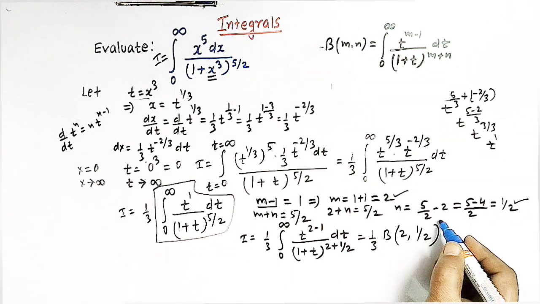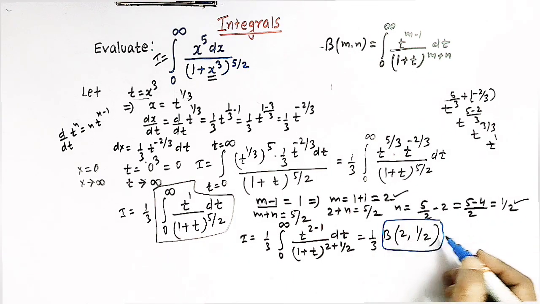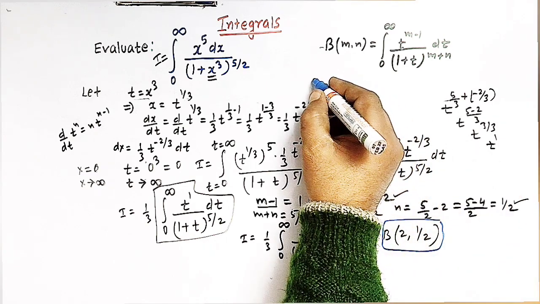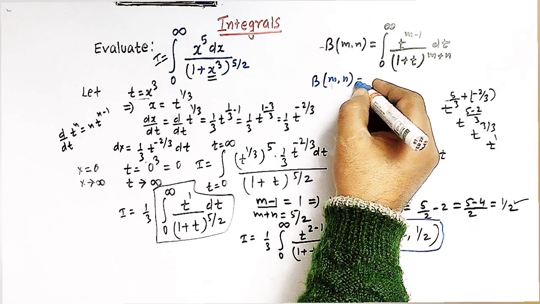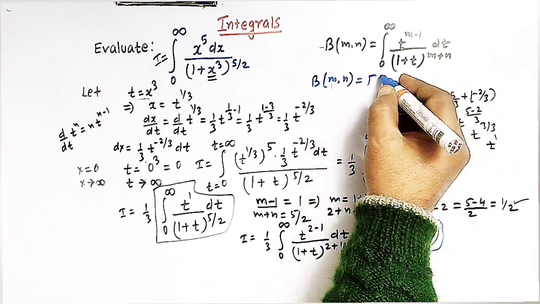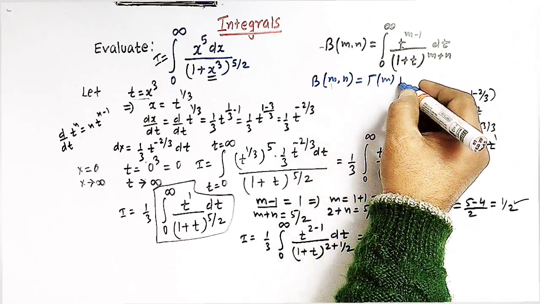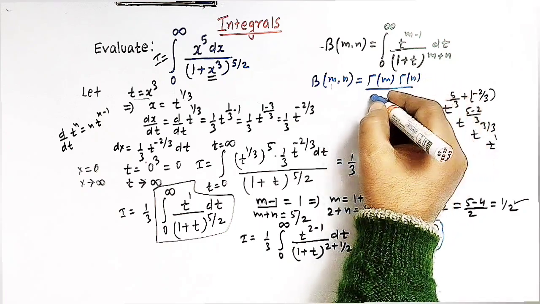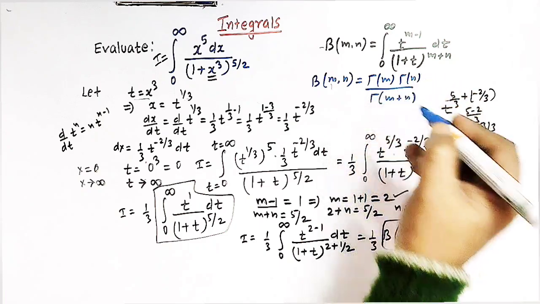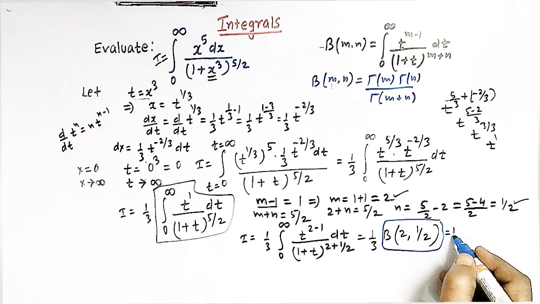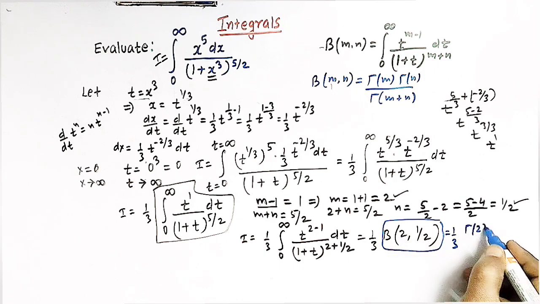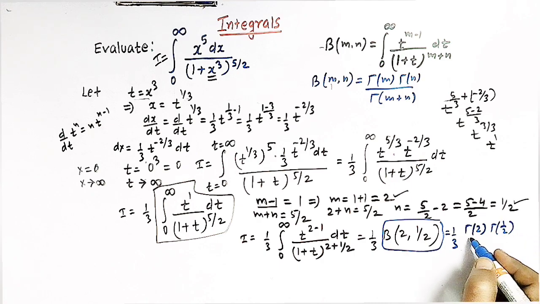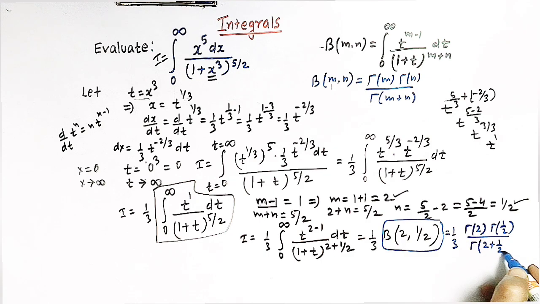So let us now calculate the value of this beta function with the help of this important relation between beta function and gamma function. So beta function is equal to gamma m times gamma n divided by gamma m plus n. So here we have 1 over 3, and then we can now write gamma 2, then we have gamma half, and in the denominator we can write gamma 2 plus half.